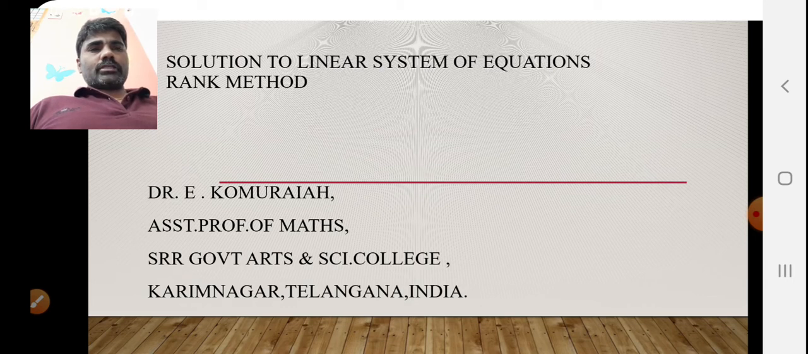Today I am going to discuss the solution to a linear system of equations by using the rank method. That means the system of equations can be put in the form of AX equals B, and then we solve the system by using the rank method.